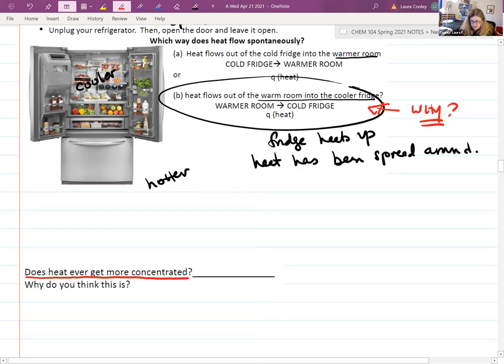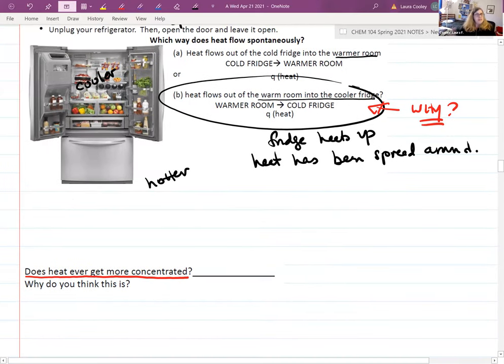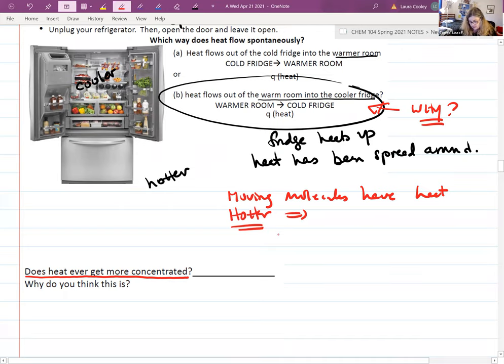So why is it that you have this direction of the flow? I think you need to think about what heat is. The way it shows itself, or what it really is, is moving molecules. You have to realize that moving molecules have heat. And what happens if they're hotter? Do they move faster or do they move slower? They move faster.